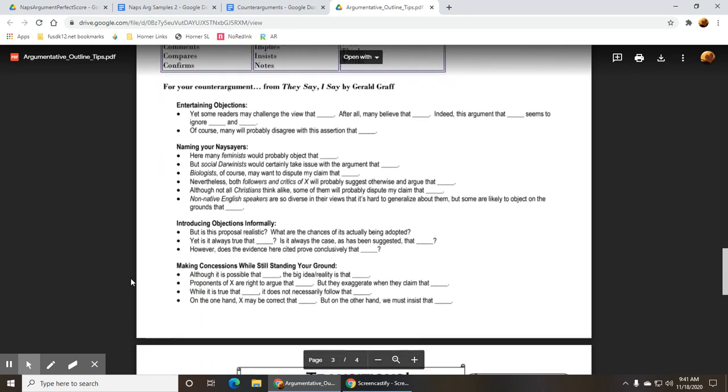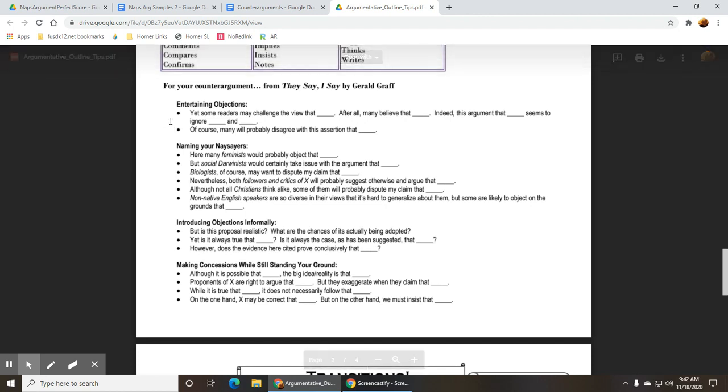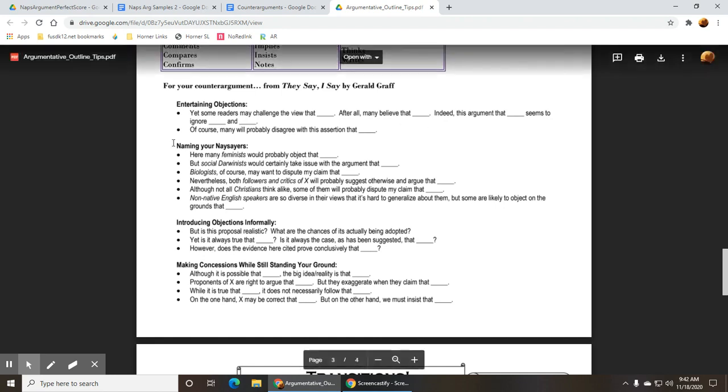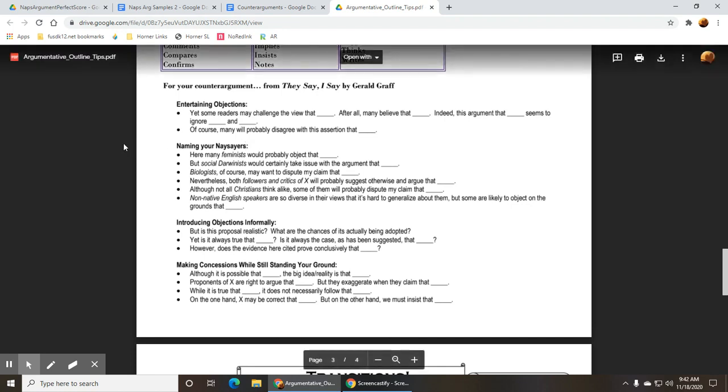And in your counter argument, there are a few ways of introducing your evidence. While you're presenting your acknowledgement of their concerns and entertaining their objections, you can say, yes, some readers may challenge the view that, after all, they believe this. Of course, many will probably disagree with this assertion. You want to acknowledge their concerns. You may want to name specific naysayers, specific people or groups of people that you think would object to the point that you're trying to make.